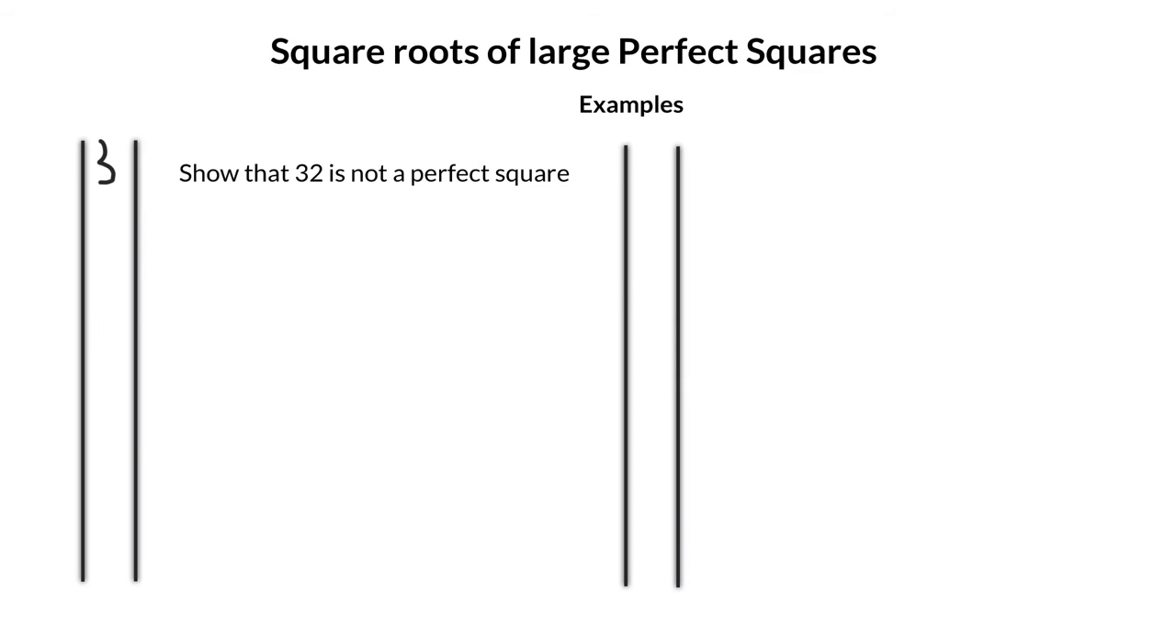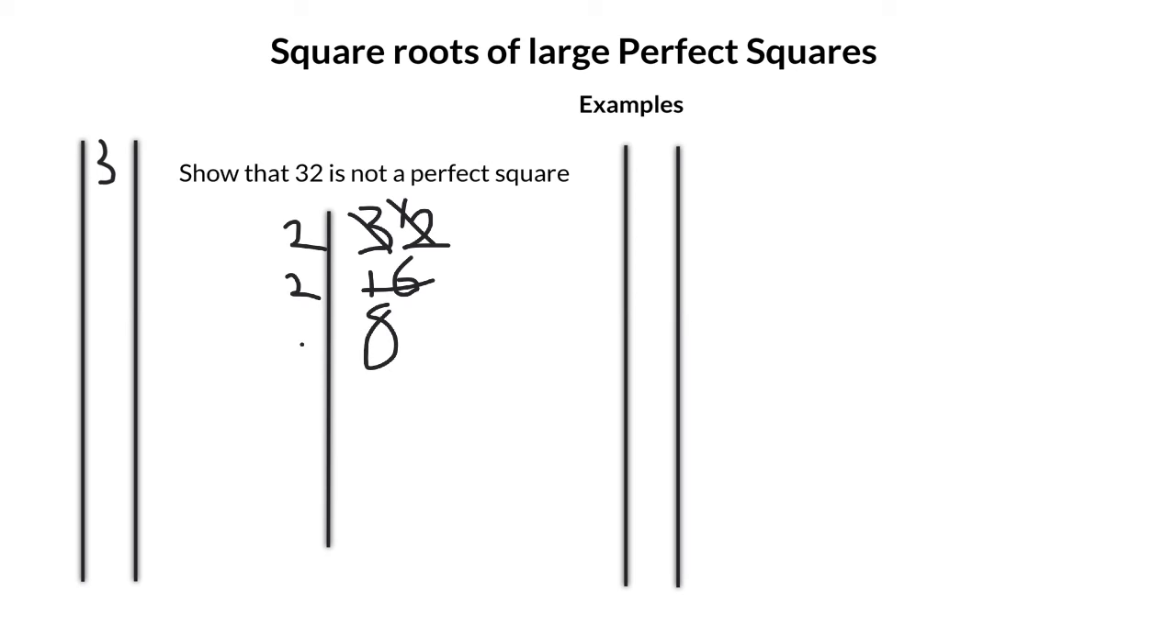Example 3. Show that 32 is not a perfect square. To do this, we will also adopt the long division approach. Now the number 32. The smallest number that can divide the number 32 is 2. 2 into 3 is 1, remainder 1. 2 into 12 is 6. 2 can still go. So 2 into 16 is 8. 2 can go. 2 into 8 is 4. 2 can go. 2 into 4 is 2. And 2 can go. 2 into 2 is 1.